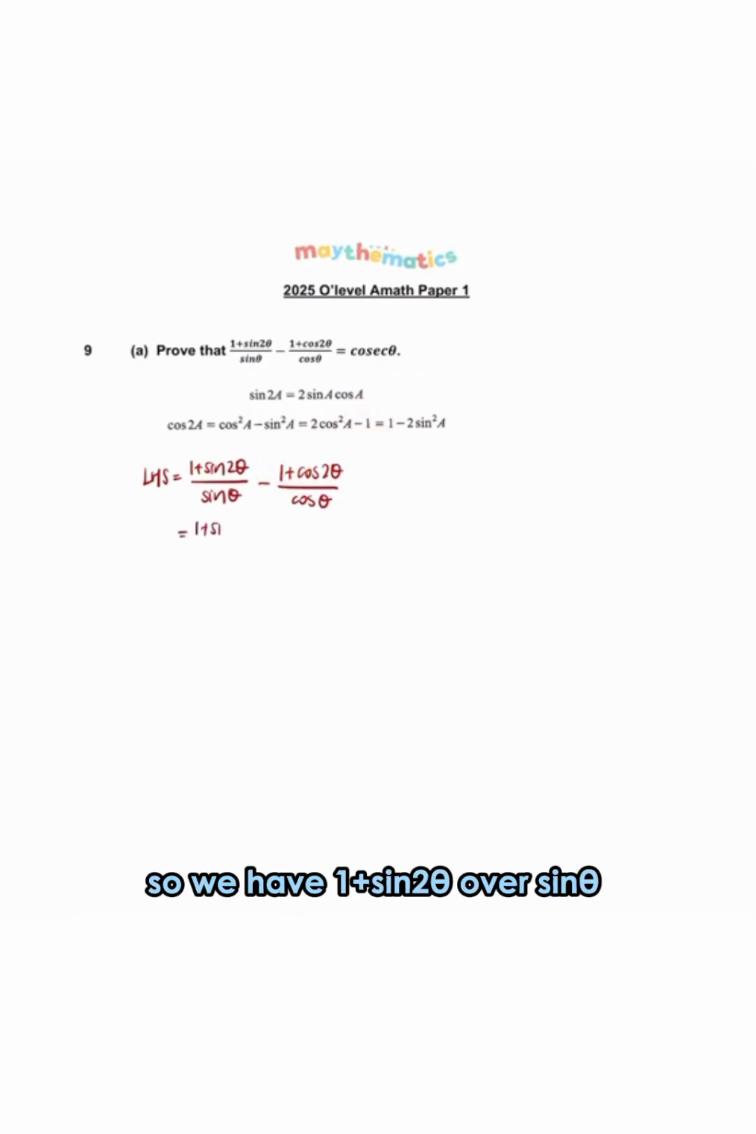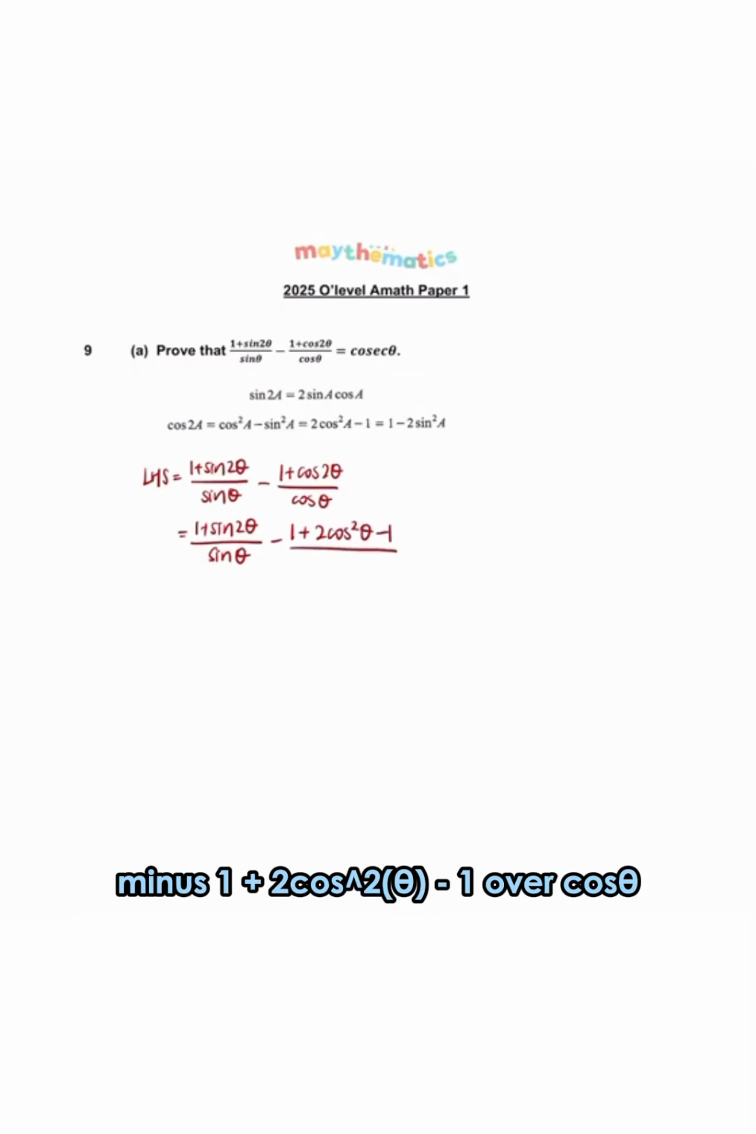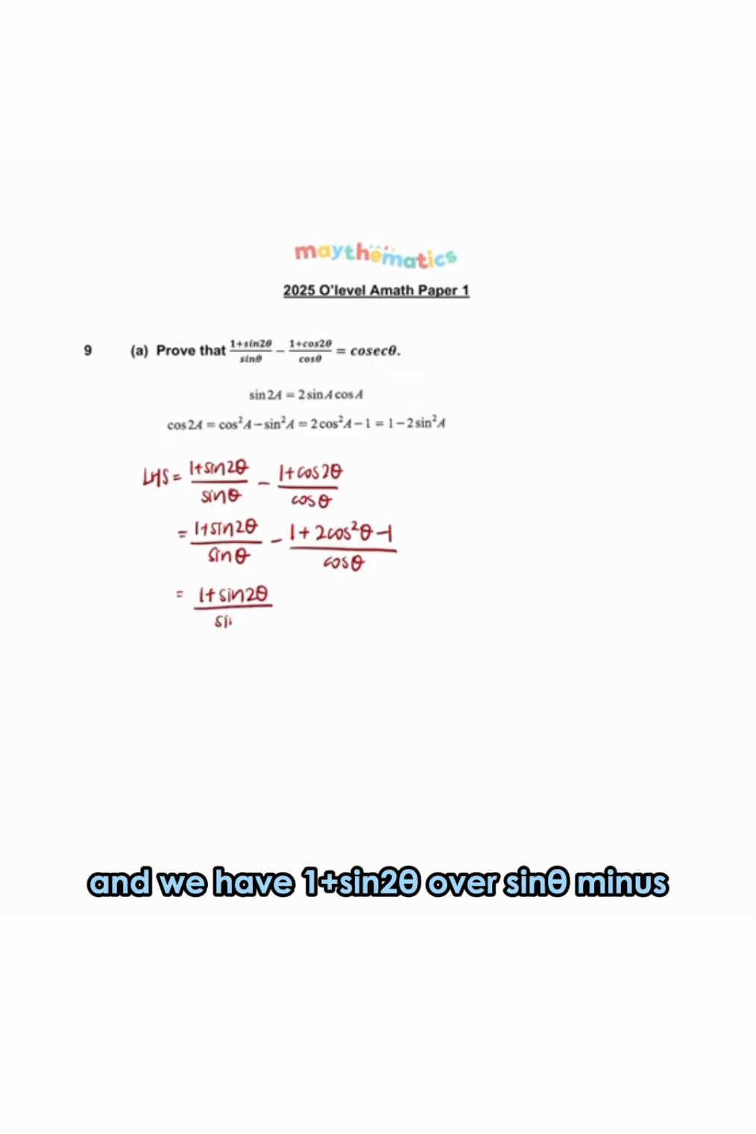So we have (1 plus sine 2 theta) over sine theta minus (1 plus 2 cosine square theta minus 1) over cosine theta. Okay, and we have (1 plus sine 2 theta) over sine theta minus, this 1 will cancel away and we are left with 2 cosine square theta over cosine theta. And now we have cosine on top and below. We can cancel 1 cosine theta, which means my numerator will be left with 2 cosine theta. Okay, so we have (1 plus sine 2 theta) over sine theta minus 2 cosine theta.